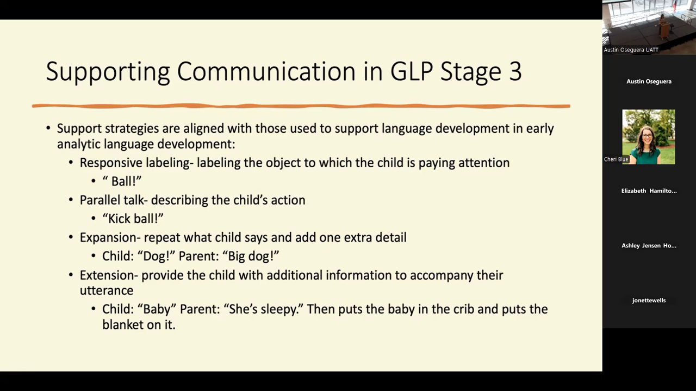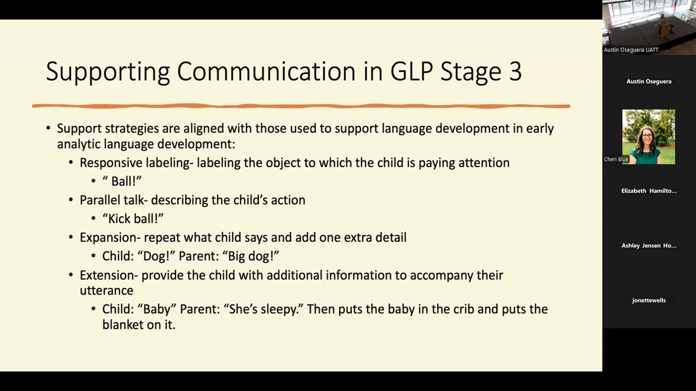So this is where we're doing responsive labeling. This is where we're doing parallel talk. For those of you who are speech language pathologists, this is like language intervention 101. We're doing expansion. So if the child says dog, you add one thing to that utterance. So if the child says dog, you might say big dog, or extension where the child says baby, and then the parent adds more information. She's sleepy. So really simple models again, but this is where we start.